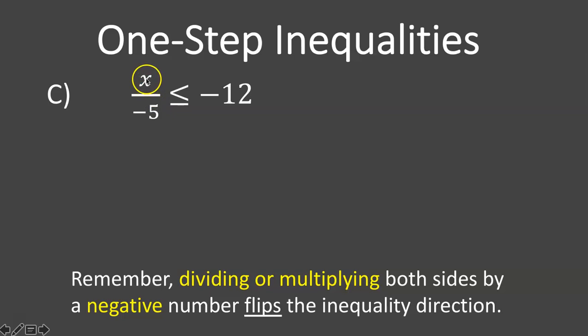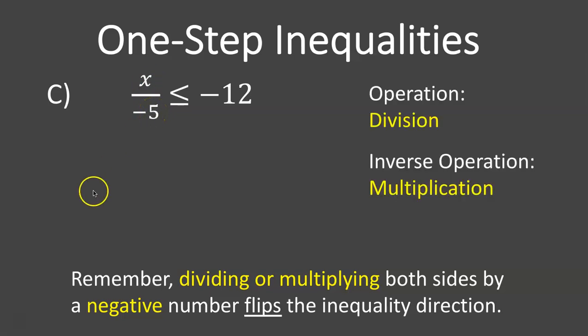Next example. X and negative 5 are separated by division. The inverse of division is multiplication. Now the question I have for you is, do you multiply by negative 12 or do you multiply by negative 5? And the answer to that is you multiply by negative 5. Because negative 5 is the number that is on the left side with the x. It is the number that is keeping the x from being alone. We're trying to isolate x.